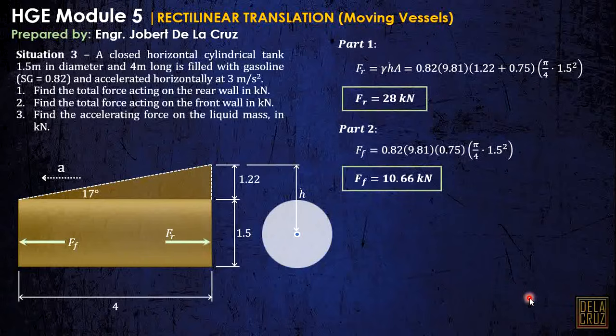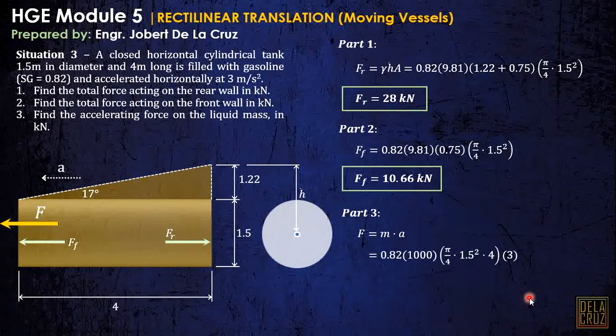Okay, part 3. Find the accelerating force on the liquid mass. Okay, ano yung accelerating force nga? Di ba that is equals to the reverse effective force or mass times acceleration. Okay, ito yung accelerating force natin. So, as you remember, that is just directly mass times acceleration. So, our mass here is Sg times the gravity, no? Ano? Mass is rho times volume.